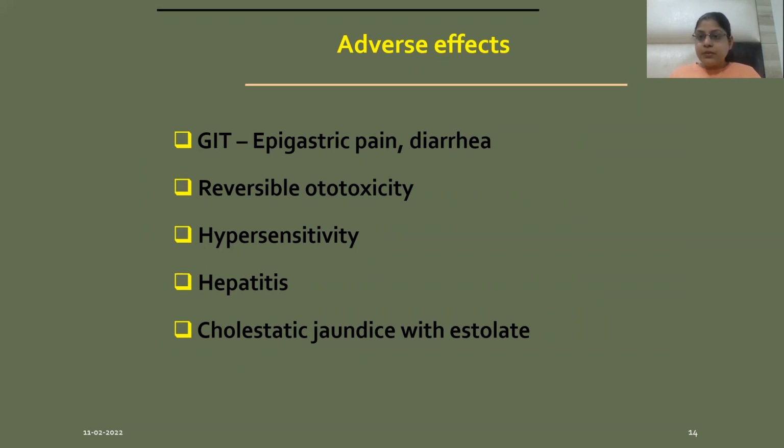allergy, that is hypersensitivity. C for cholestatic jaundice, which is mostly seen with erythromycin estolate, and it is contraindicated in pregnancy because it causes cholestatic jaundice in the mother when it is given in pregnancy. Otherwise, the macrolides are safer drugs to be used in pregnancy along with penicillins and clindamycin, PCM. And R is for the reversible ototoxicity.